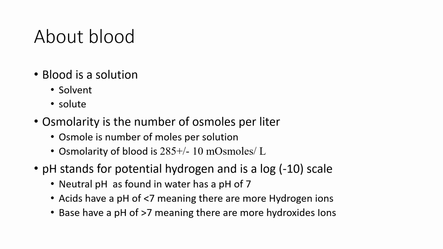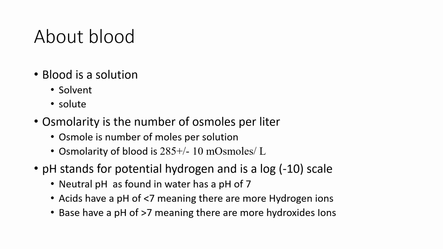Now, about blood. Blood is a solution, and I told you I was going to talk about this in a little bit. A solution is a solvent with a solute. In the case of blood, the solvent would be water, the universal solvent. The solute would be everything else that's dissolved in there. The other thing we want to talk about when dealing with blood is the osmolarity, which is how many osmoles there are per liter.